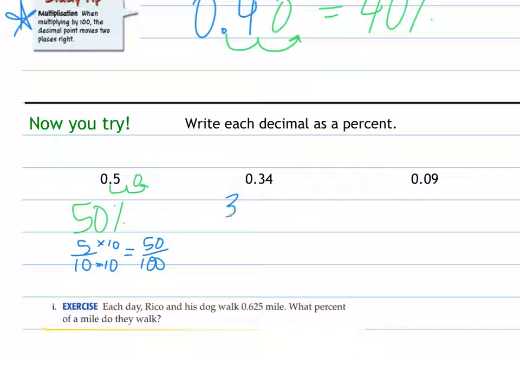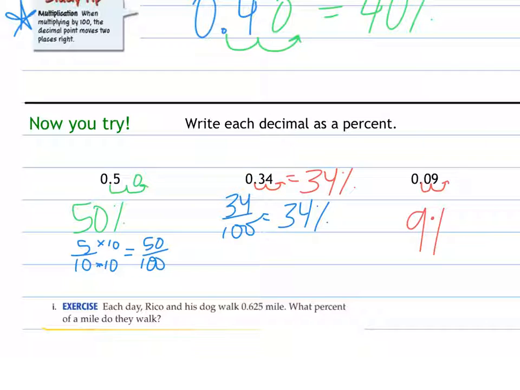34/100, you could either just say, well, that's 34 out of 100, 34%, or move the decimal 1, 2 to the right, 34%. 9/100, move the decimal 1, 2 to the right, so that would just be 9%. I'm just moving the decimal.